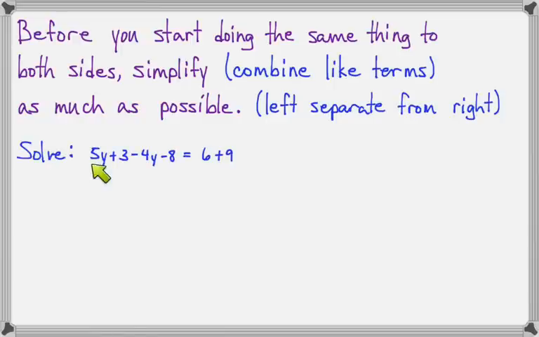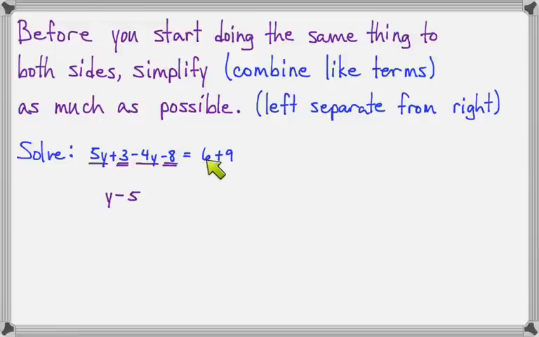So, let's solve 5y plus 3 minus 4y minus 8 equals 6 plus 9. And look at the left side. See how many terms? And some of them can be combined. So for right now, I'm just going to pretend that this right side does not exist, and all I'm dealing with is the left side. I just want to make it as simple as possible. So 5y minus 4y gives us 1y, and 3 minus 8 gives us negative 5.